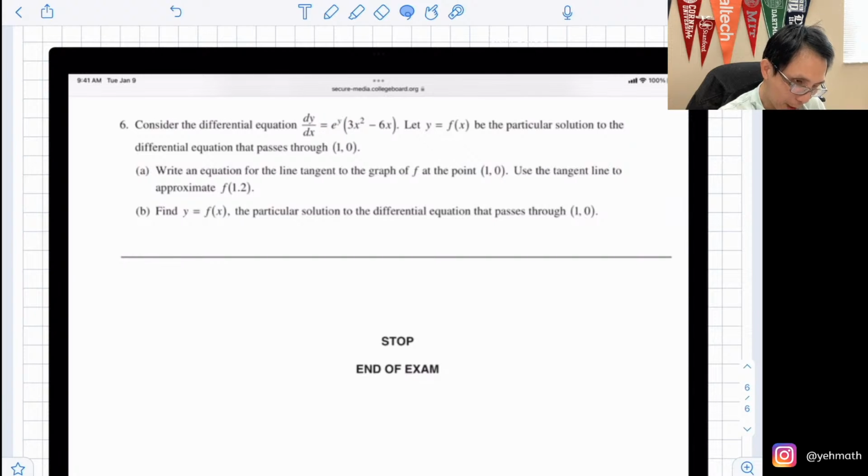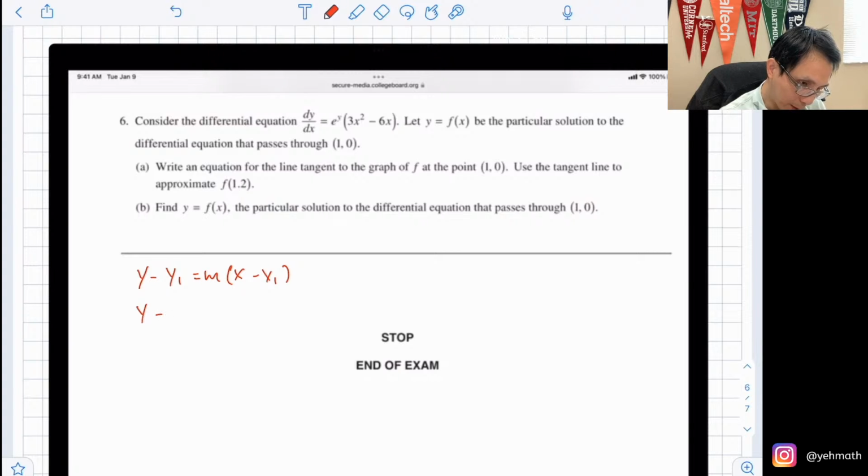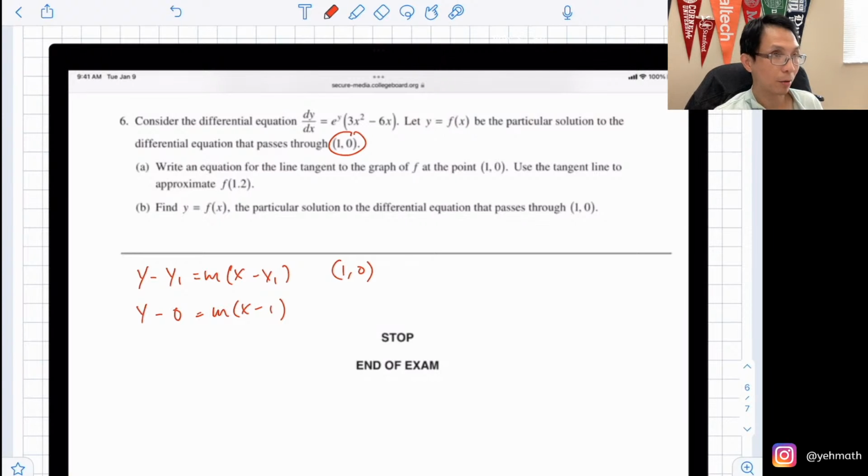Write an equation of the tangent line. So for an equation of a tangent line, you should always write this down. It's just algebra 1. Right? The best way is y minus 0 equal to m times x minus 1, because the initial point is 1, 0. Usually I write it in terms of this. It doesn't matter, but I usually solve for y, so I always start with point slope form. Any questions here?